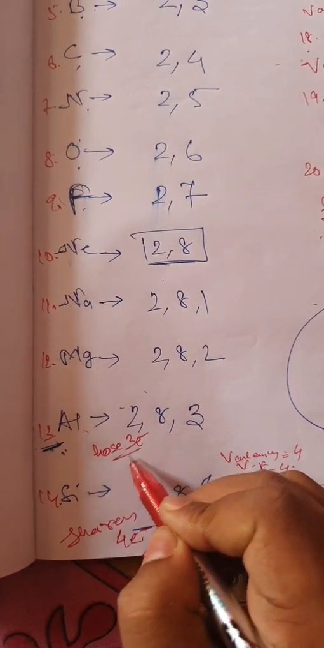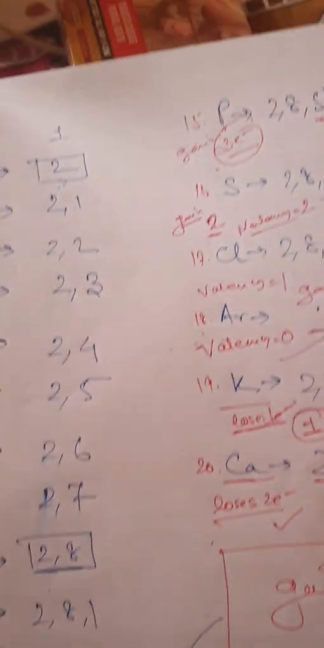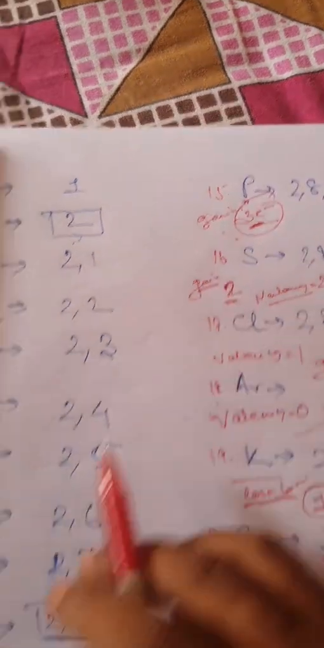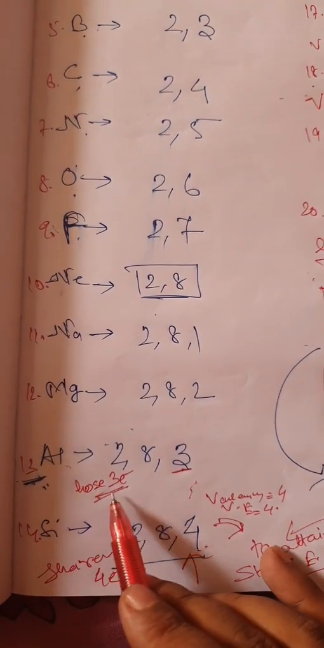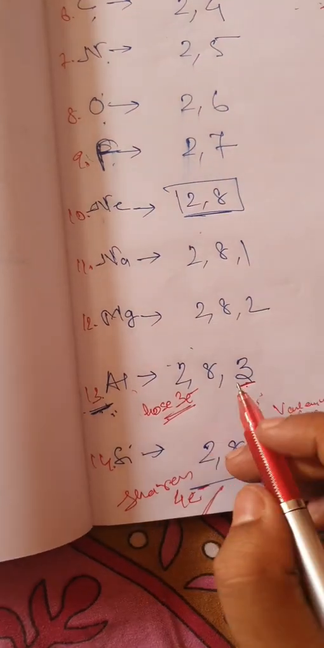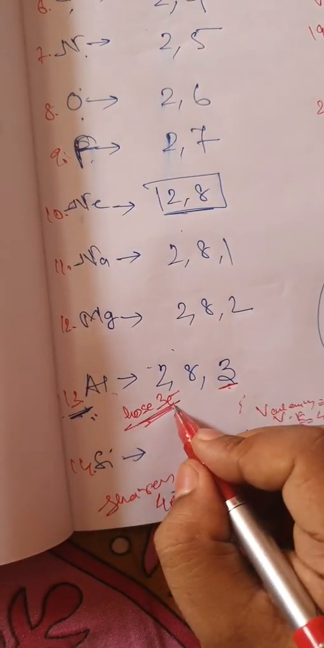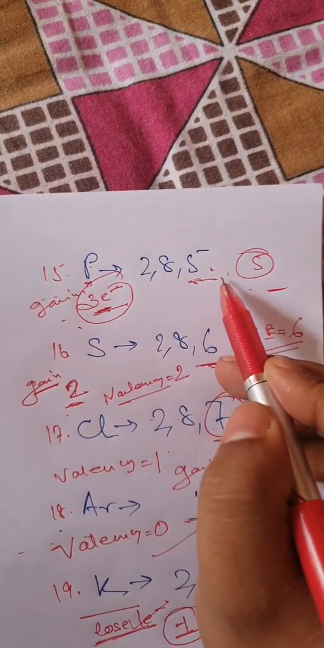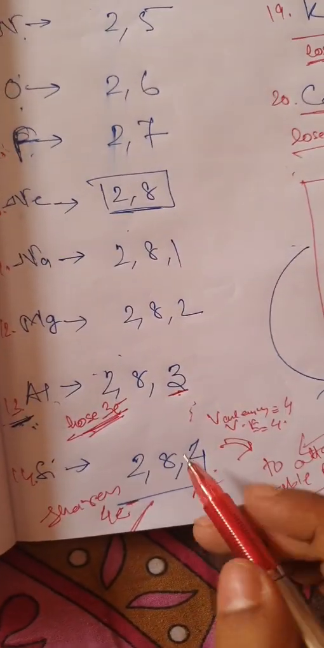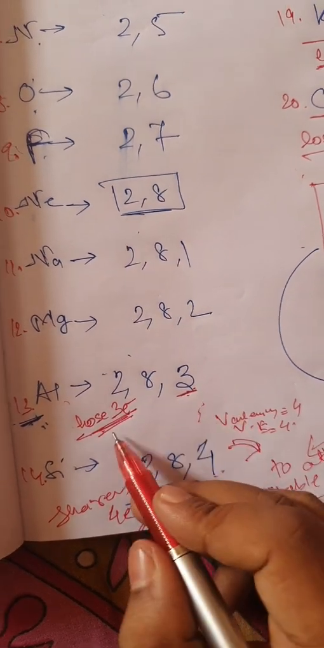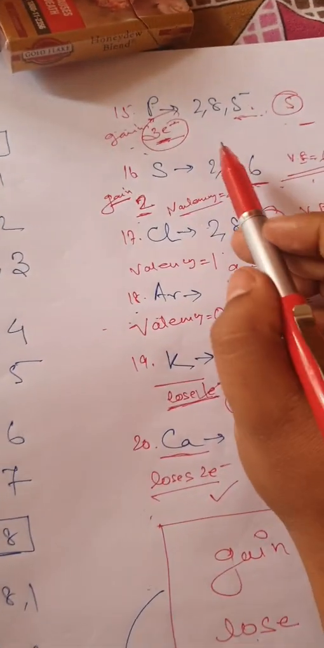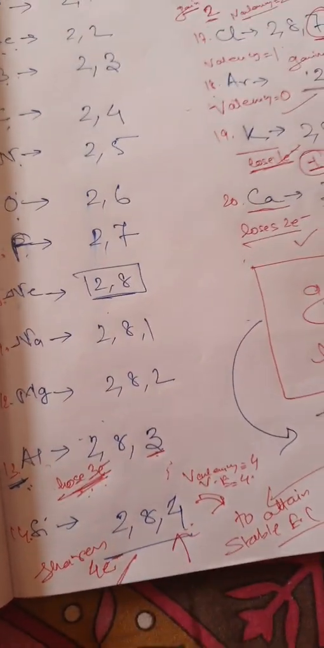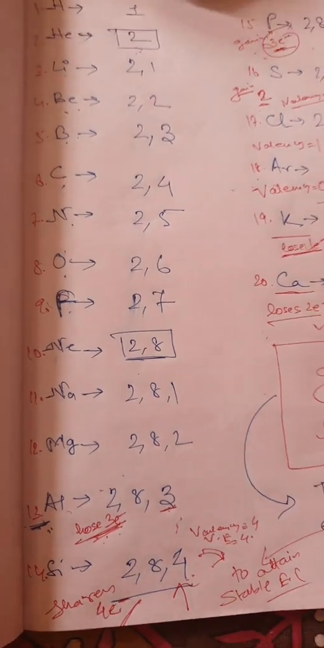Now notice here. Aluminium also has valency 3, phosphorus also has valency 3. But aluminium loses 3 electrons, that's why valency 3, and phosphorus gains 3 electrons, that's why valency 3. The valence electron of this one is 5 and the valence electron of this one is 3. Both have valency 3, but they are different in what respect? It gains 3 electrons and it loses 3 electrons. And how do you know? We know from the electronic configuration.